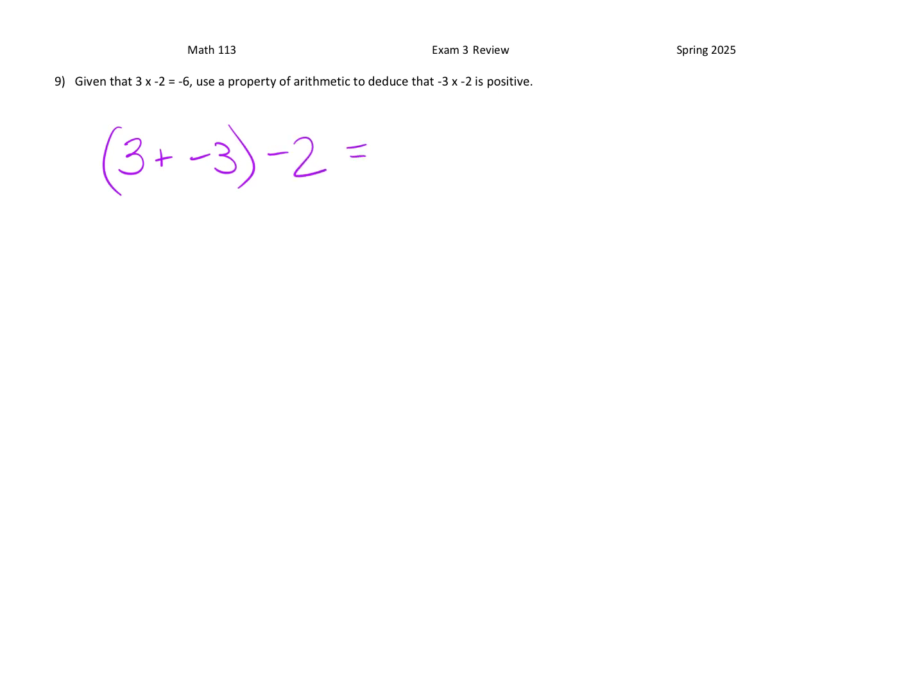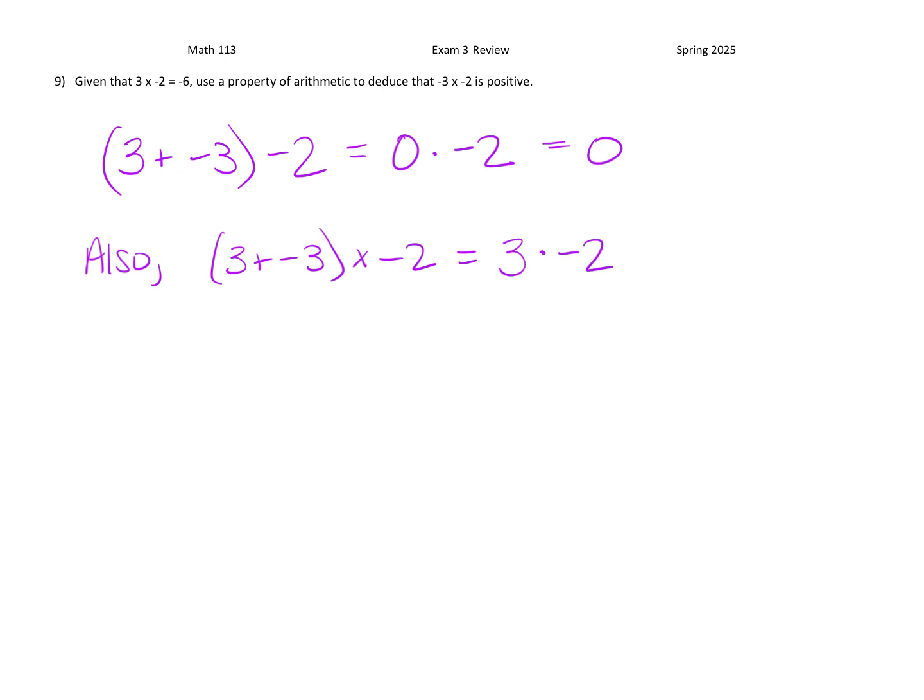Okay, well, I know that that is 0 times -2 because 3 plus -3 is 0. And the zero product property says that that is 0. Okay, but also, 3 plus -3 times -2, I can apply the distributive property and get 3 times -2 plus -3 times -2.